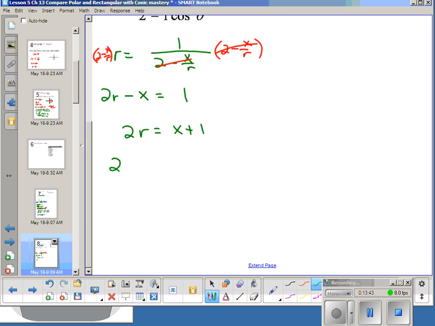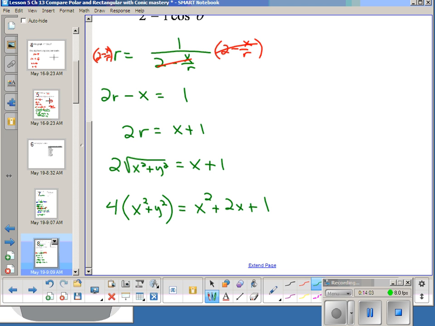I'm going to replace my r with square root of x squared plus y squared. And I'm going to square both sides right here. When I square the 2, I get 4. And when I square the square root, I get x squared plus y squared. And when I square my other side, I get x squared plus 2x plus 1. Distributing here gives me 4x squared plus 4y squared.